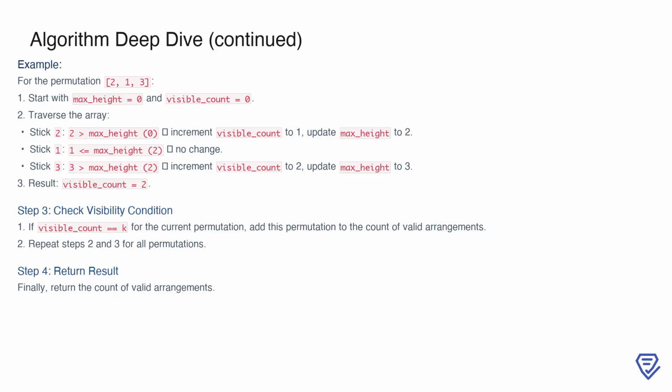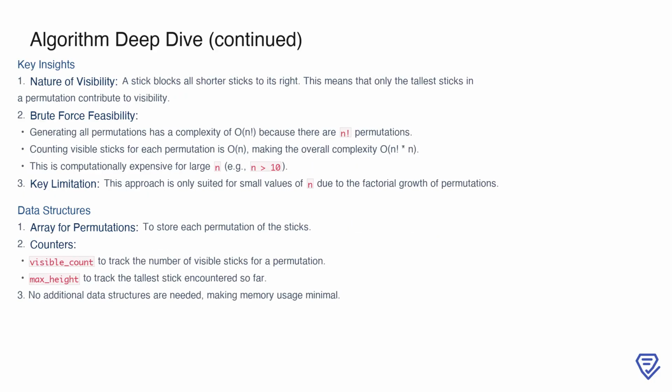If the desired k value for this problem is also 2, then this permutation meets the condition, and we include it in our count of valid arrangements. We repeat this process for all permutations, checking the visibility condition each time. There are a few key insights that arise from this brute force approach.